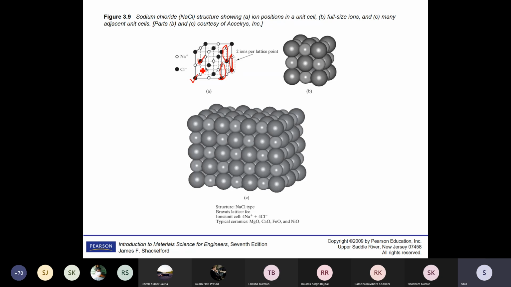Many materials have this kind of structure, like magnesium oxide, MgO, CaO, iron oxide, nickel oxide, many ceramics. They are called sodium chloride type structure. However, the Bravais lattice is face-centered cubic. Any question?